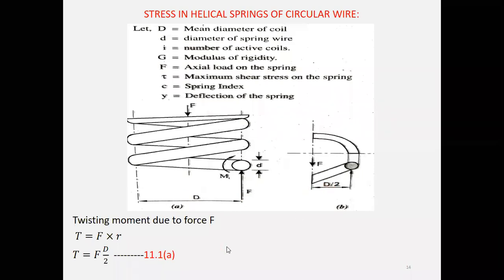Now you know that there is a twisting moment due to the applied force F. When the applied force F is acting on that, the torque is nothing but force into the radius. The radius of this is d by 2. If you consider the total diameter d, the radius will be d by 2. Substitute that radius d by 2.